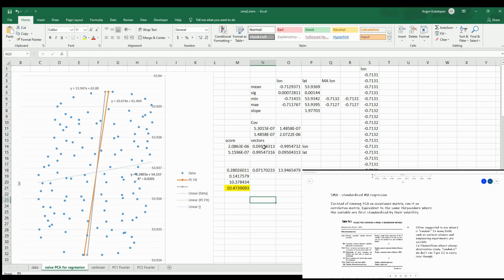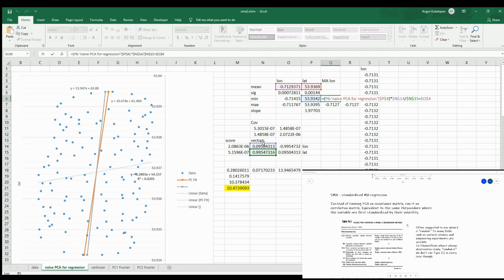Very easy. We get this vector, and knowing the coefficients, it's very easy for me to come up with a line of best fit. How do I do it? Well, I get the min and max of the latitude, and you see latitude is on the y-axis. Then I calculate the longitude which corresponds to it according to the first principal component vector. It's actually a very simple formula.